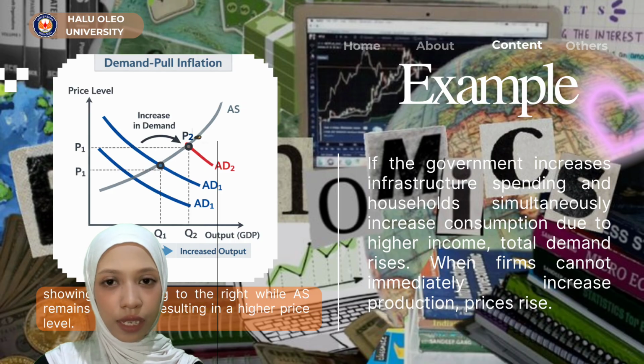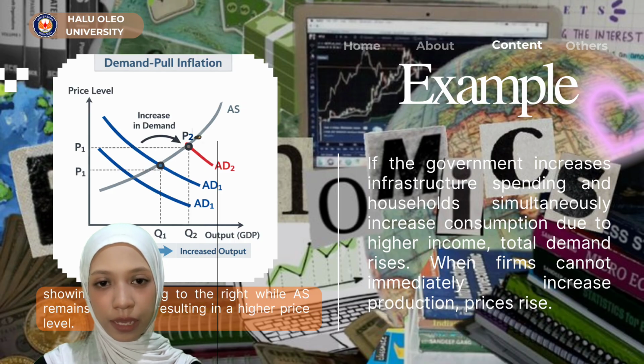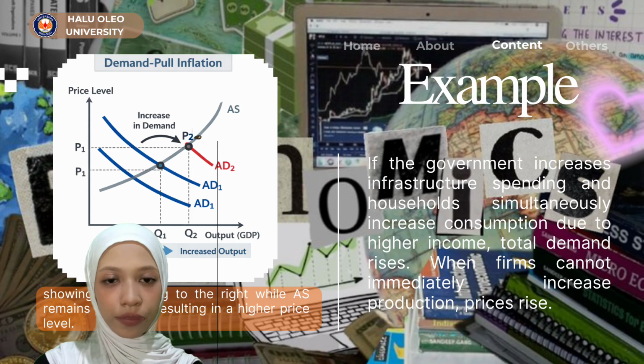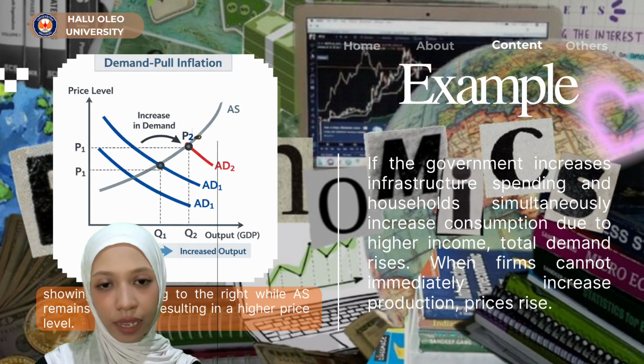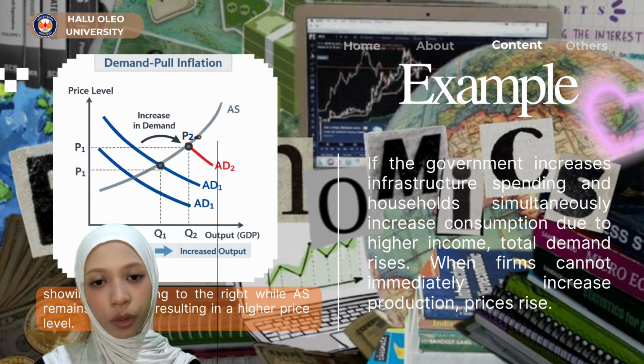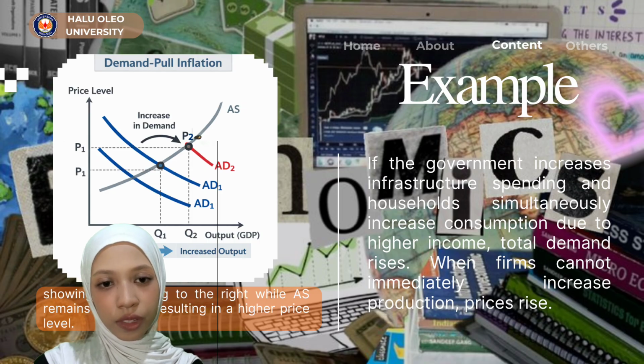As you can see in this slide, it talks about an example of demand pull inflation. So if the government increases infrastructure spending and households simultaneously increase consumption due to higher income, total demand rises. When firms cannot immediately increase production, prices rise.